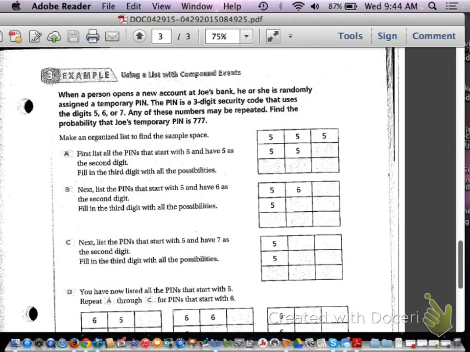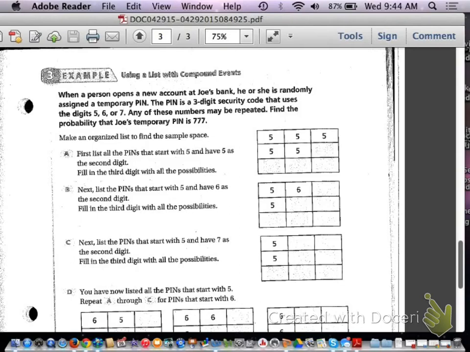In example 3, we're going to use a list to find some compound events. When a person opens a new account at Joe's bank, he or she is randomly assigned a temporary PIN. The PIN is a 3-digit security code that uses the digits 5, 6, or 7. Any of these numbers may be repeated. Find the probability that Joe's temporary PIN is 777.